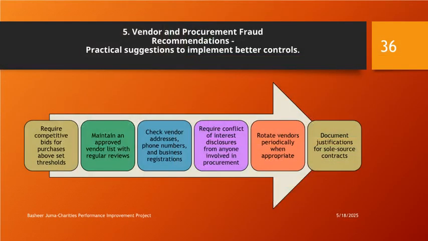Recommendations. Require competitive bids for purchases above set thresholds. Maintain an approved vendor list with regular reviews. Check vendor addresses, phone numbers, and business registrations. Require conflict of interest disclosures from anyone involved in procurement. Rotate vendors periodically when appropriate. Document justifications for sole source contracts.